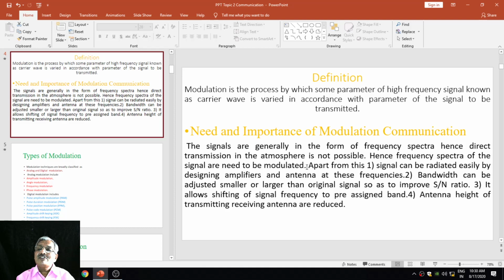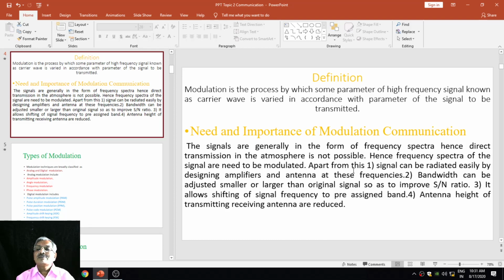As it is a frequency spectrum, direct transmission of the frequency spectrum is not possible in the atmosphere. Hence, it is necessary to modulate it. It means a parameter of the signal to be transmitted is changed in accordance with some parameter of the high frequency carrier wave.